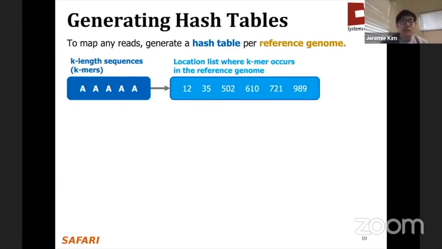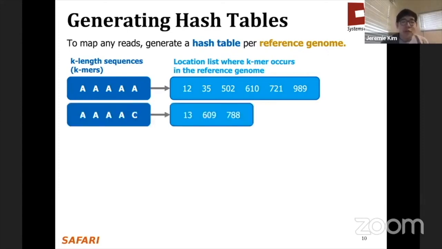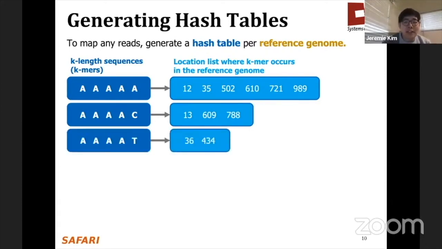So in this example, we see that the sequence of 5 A's here on the left occurs in 6 locations, which is shown on the right. We generate the key value pairs for every permutation of k-mers for the chosen value of k. And so the number of keys in this hash table depends on the size of the k-mers chosen. Just to emphasize, the k-mer AAAAT occurs starting at the 36th and at the 434th base pairs of the reference genome.